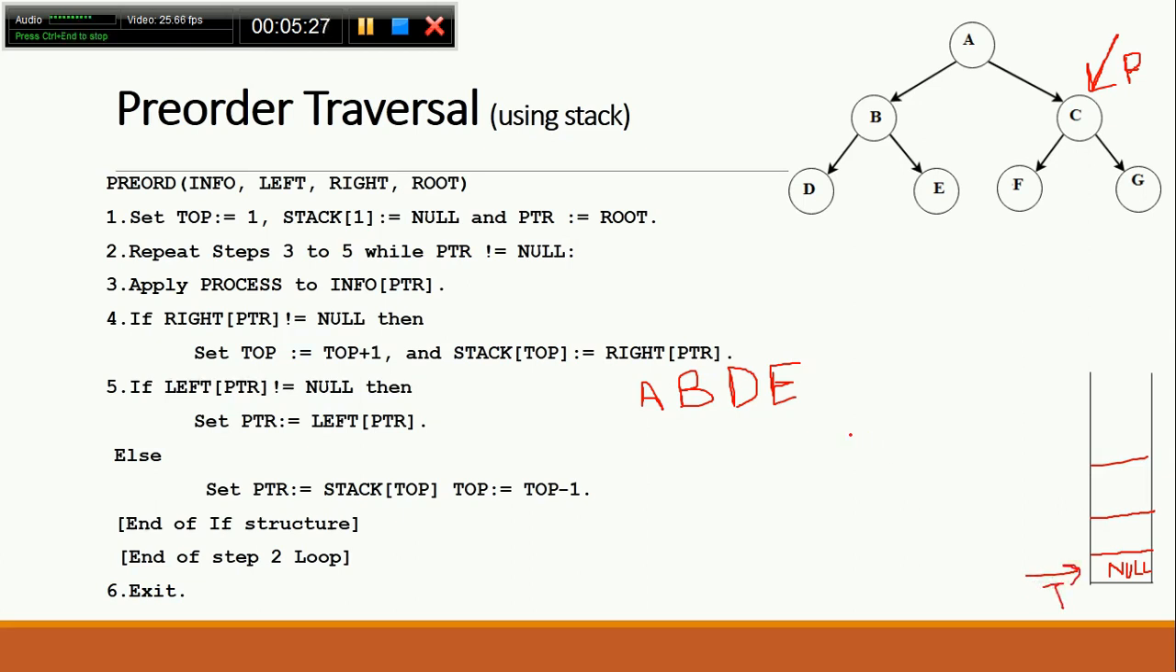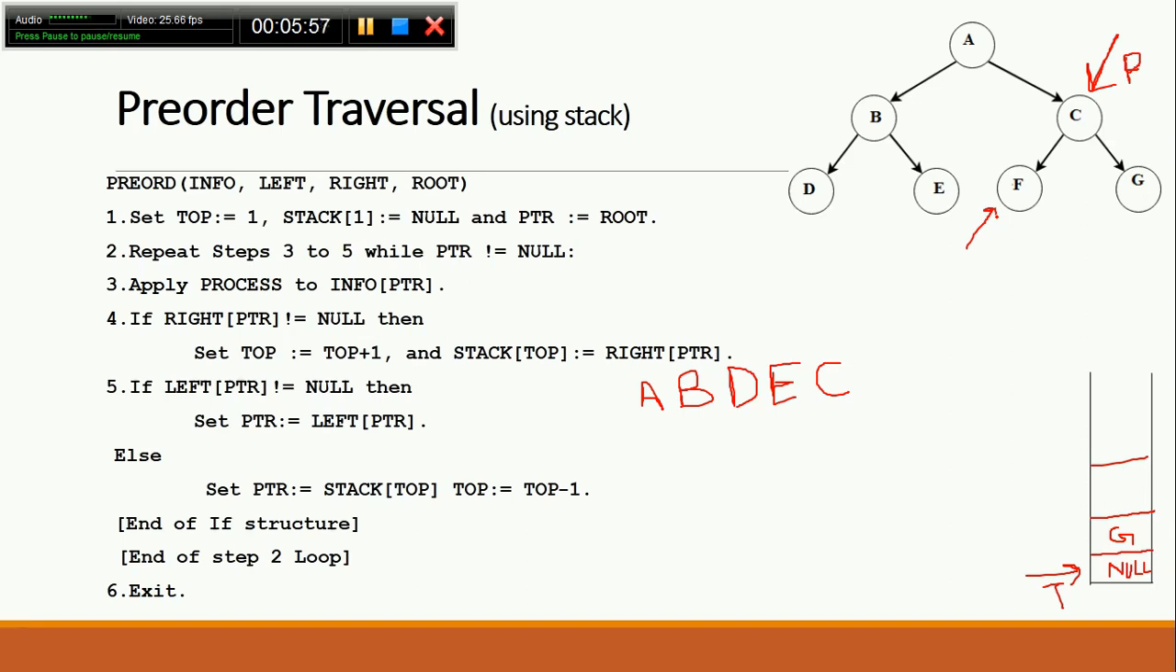So again I will go to the step number 2, repeat step 3 to 5, while the PTR is not equal to null. The PTR is not null, it says apply the process. So I said okay, the right PTR is not null, it says top equal to top plus 1 and the data will be copied, so G will be copied here. And if the left PTR is not null, then PTR equal to left PTR, so it will jump here.